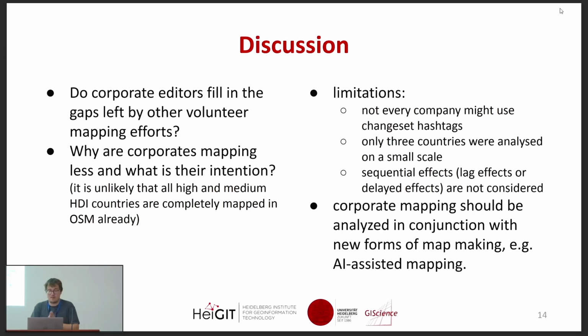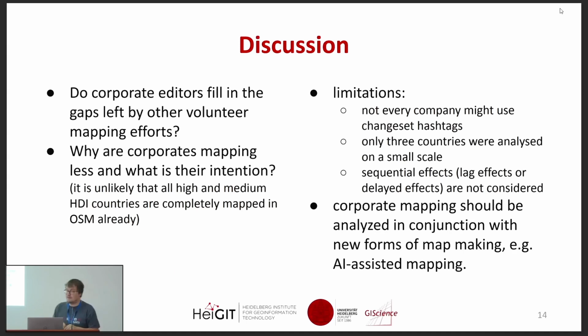We don't know why corporates are mapping less and what is the intention, but we know that it's very unlikely that all those places they focused on are finally mapped. Yeah, so there are still gaps in high and medium income countries, but still corporates map less there. So we don't really know why this is the case.